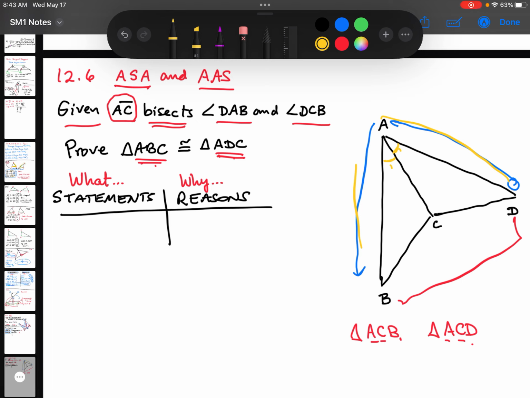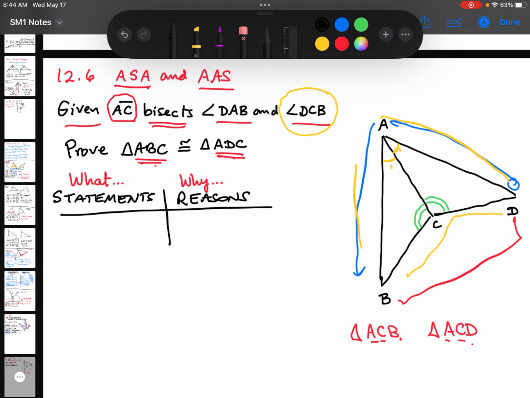So we can also take a look at this bisection. The same segment is bisecting DCB. This angle right here, this big obtuse angle, is bisected, which means that, in green, this segment right here, and I'm going to double the arc, is congruent to this segment right here. Got it? So what do we have now?